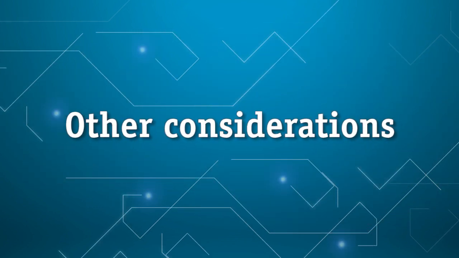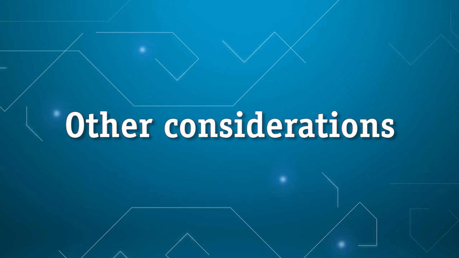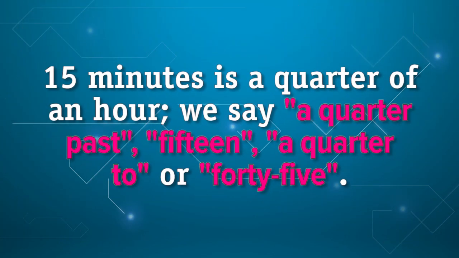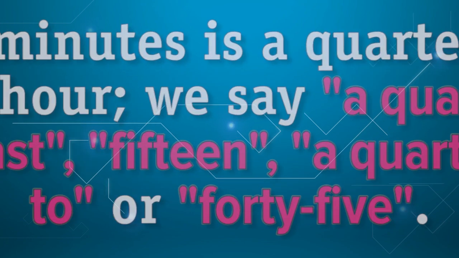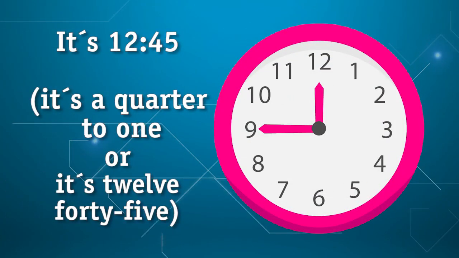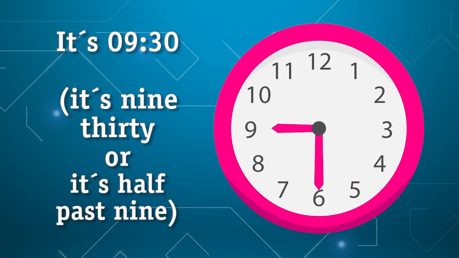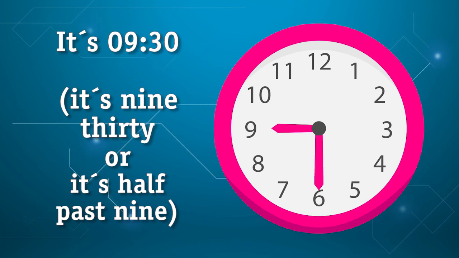Other considerations. There are 60 minutes in an hour. 15 minutes is a quarter of an hour. We say a quarter past, or 15, and a quarter to, or 45. Examples. It's a quarter to 1, or it's 12:45. It's half past 9, or it's 9:30.